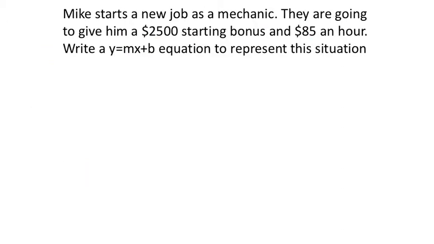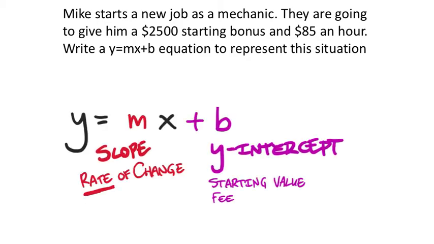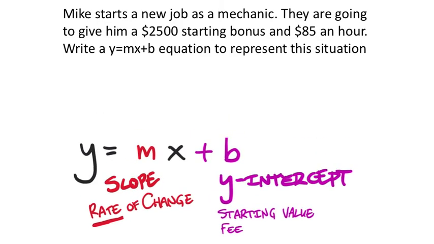This one's pretty much the exact same situation as the last one, just slightly different wording. So remember, for our y equals mx plus b, the slope is the rate of change, the rate that we're looking for, and then the y-intercept is some kind of starting fee, starting value, okay? So here's my setup, y equals mx plus b, I'll fill in this blank, and then this one right here, okay? Now, did they give us a rate on this one?